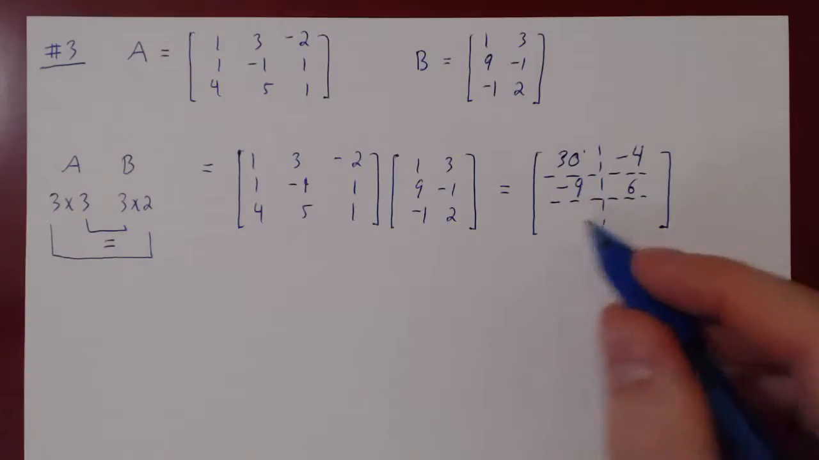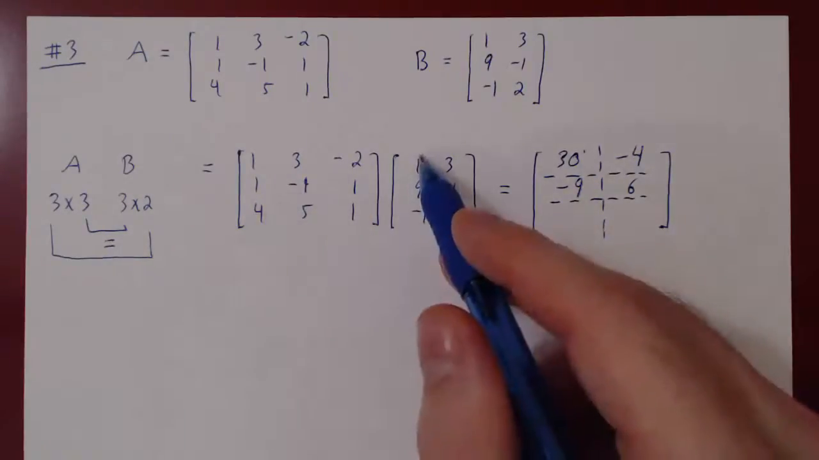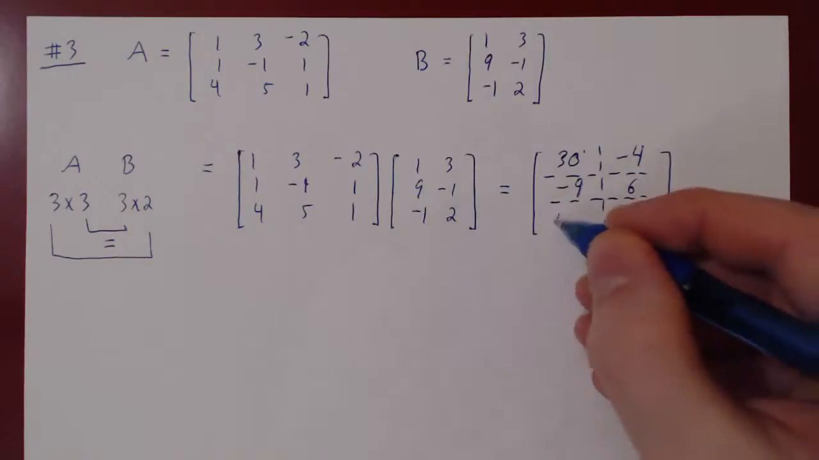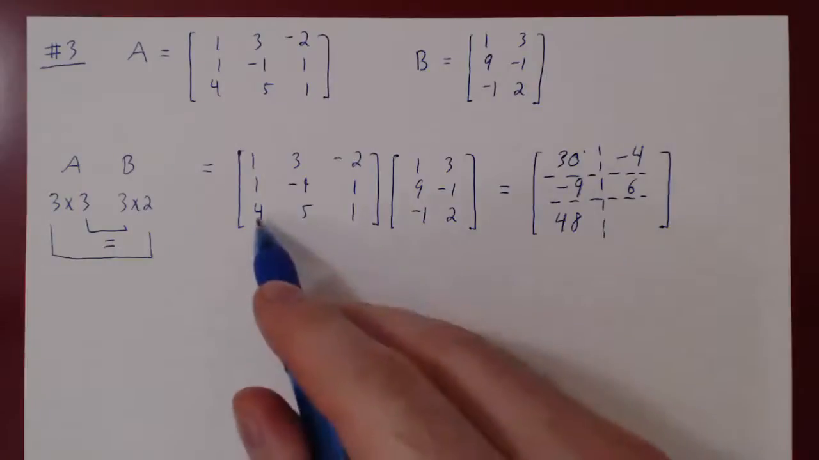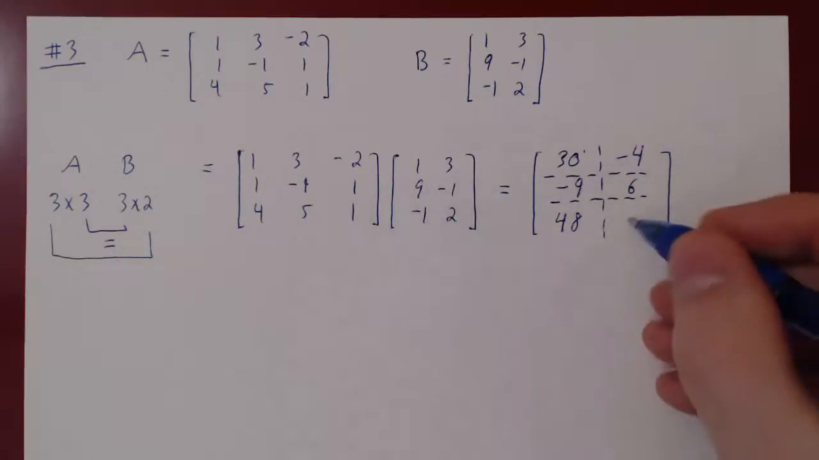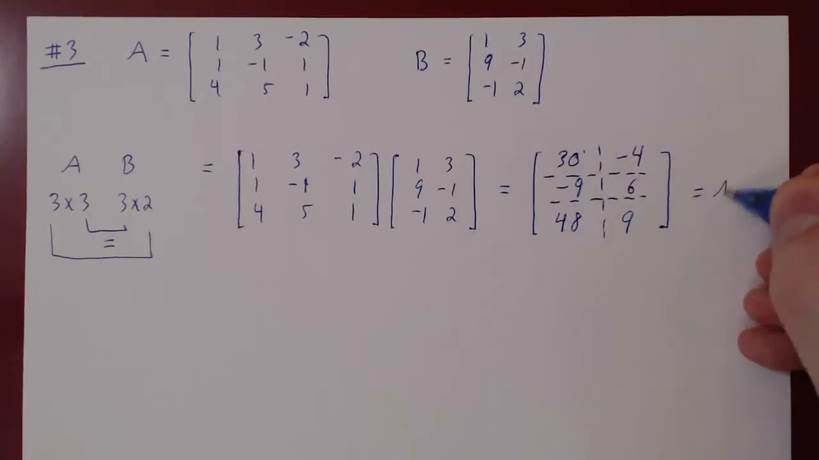And let's now construct the third row of AB by fixing the third row of A. So we get 4 plus 45, 49, minus 1, 48. Then we get 12 minus 5, 7, plus 2, 9. And now we have matrix AB.